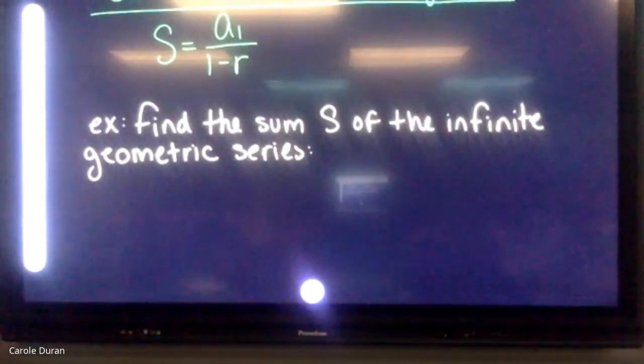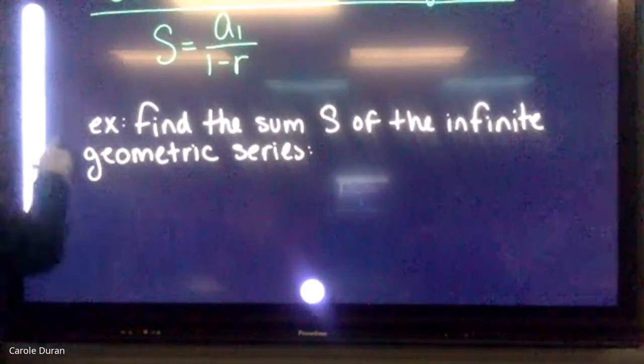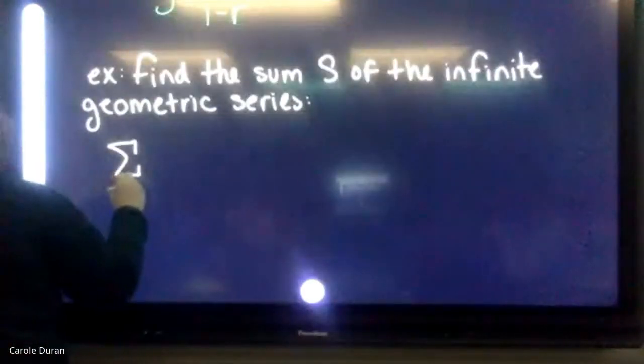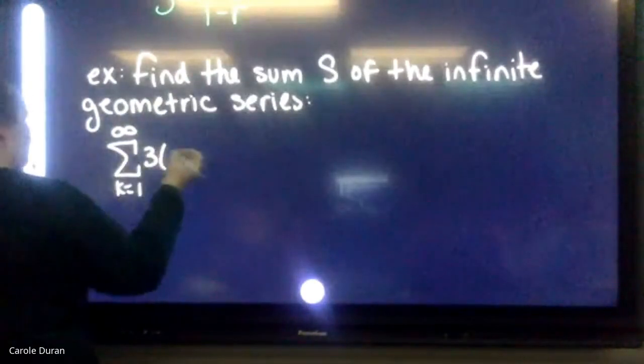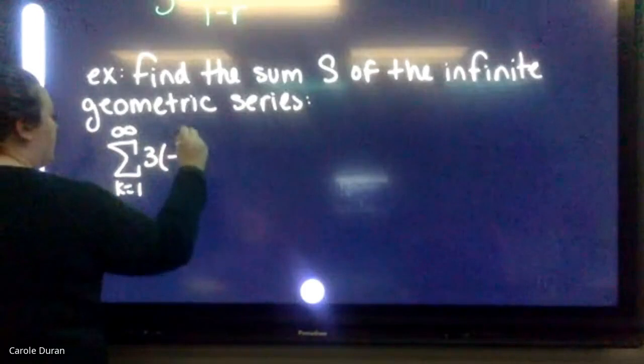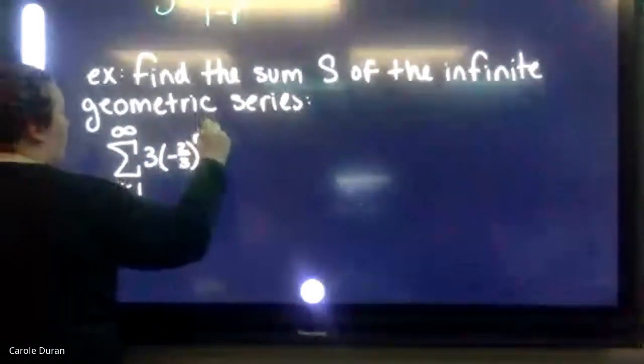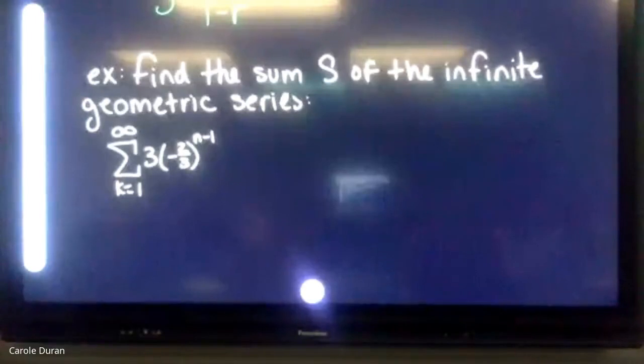The geometric series that it gave me is the summation of terms 1 through infinity of the sequence that follows the rule 3 times negative 2/3 to the n minus 1 power. A series is simply a sequence added together. When you see series and sequence, they're pretty much the same thing. The only difference is the sequence has the terms separated by commas. A series has the terms put together with addition or subtraction.